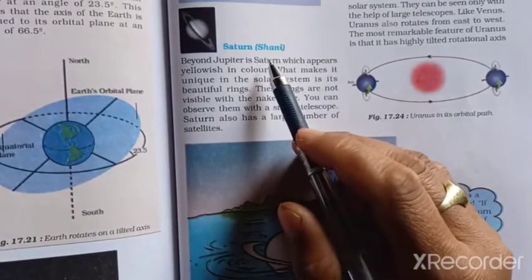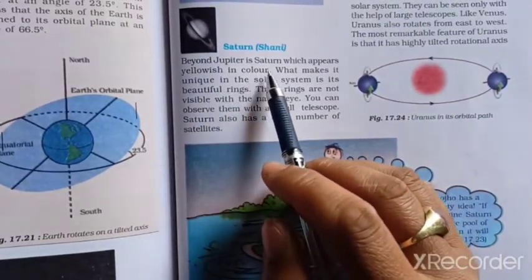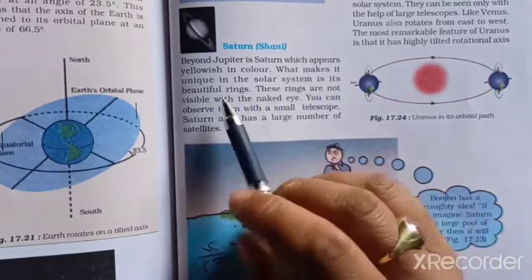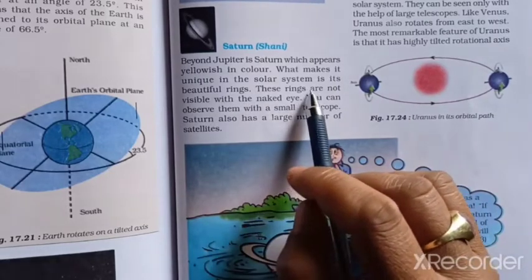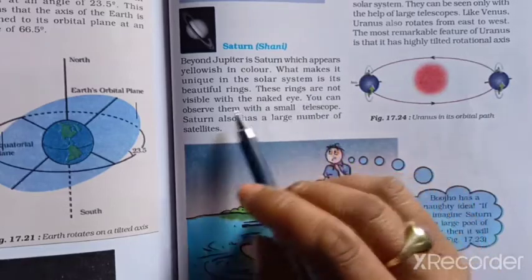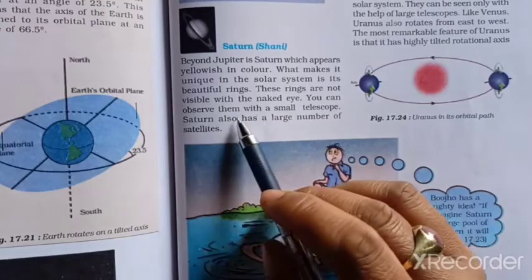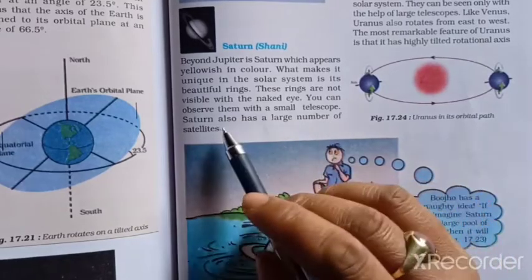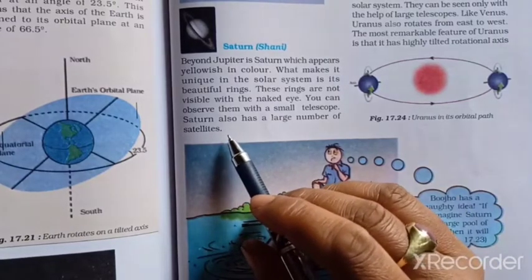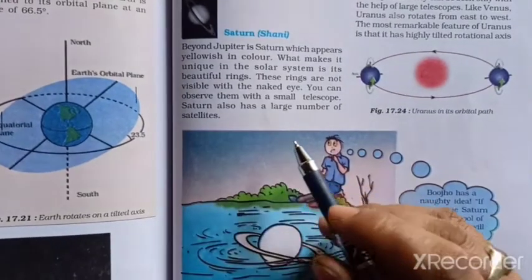Saturn. Beyond Jupiter is Saturn, which appears yellowish in color. What makes it unique in the solar system is its beautiful rings. These rings are not visible with the naked eye. You can observe them with a small telescope. Saturn also has a large number of satellites, natural satellites.